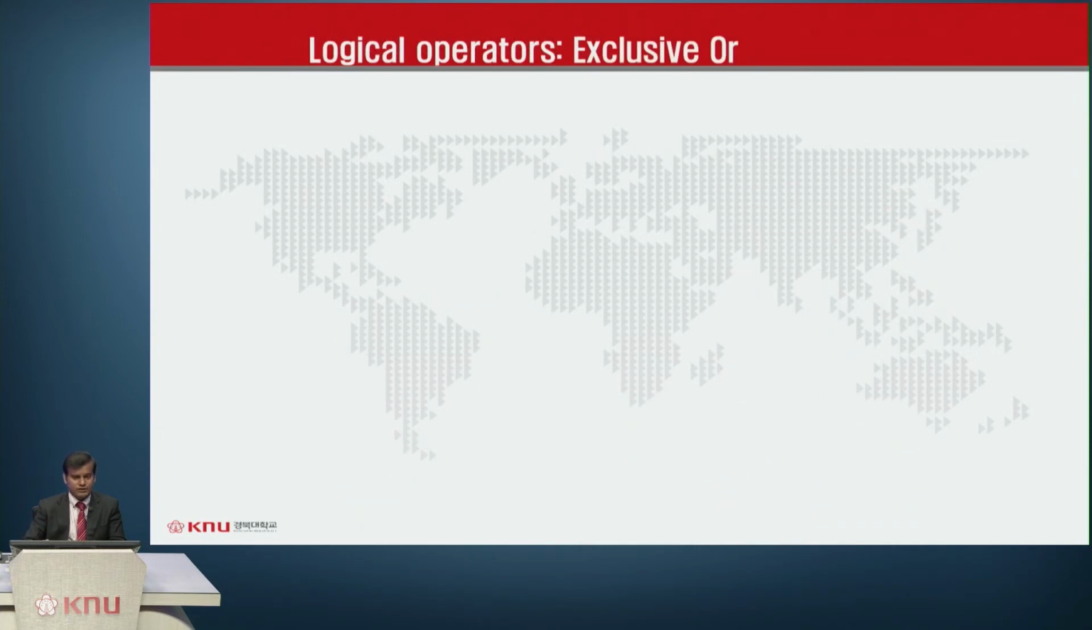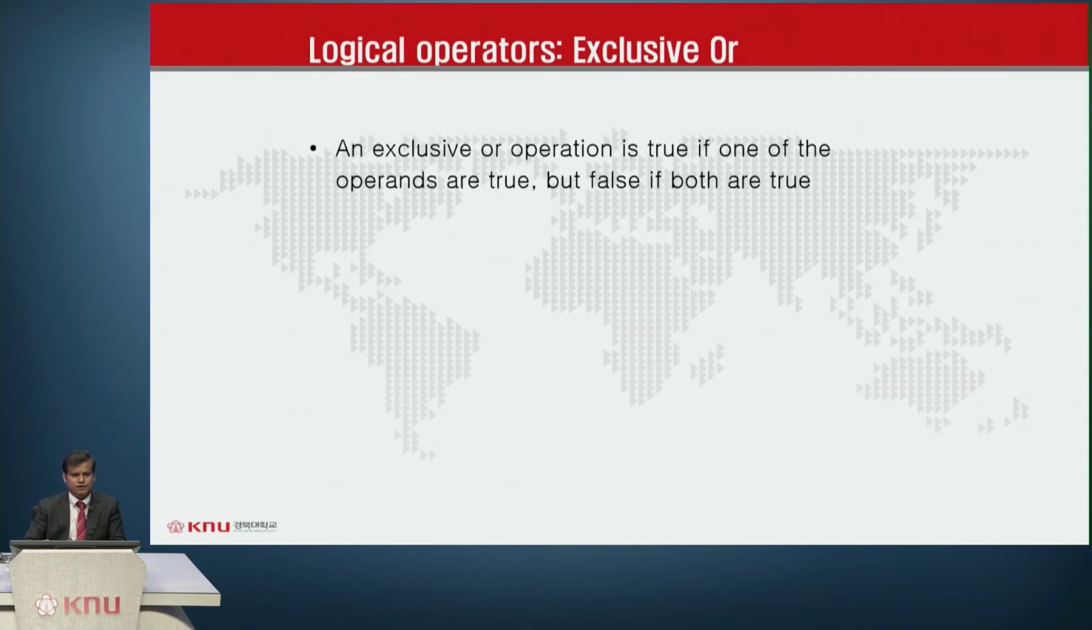Next comes the exclusive OR operation. An exclusive OR is true if one of the operands is true, but false if both are true. This is a quite unique operator. It can be true only if exactly one of the operands is true.